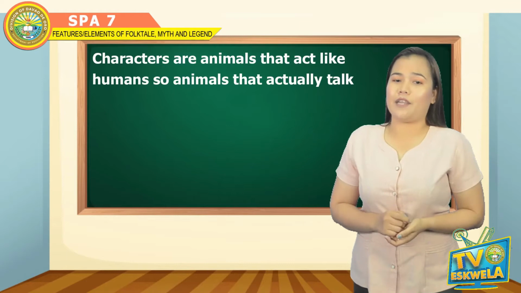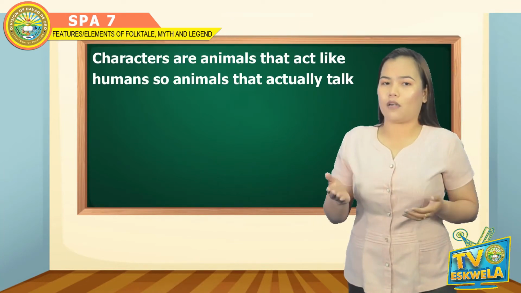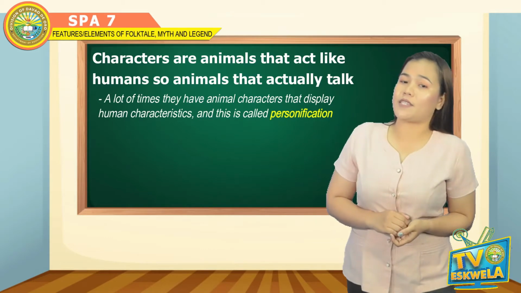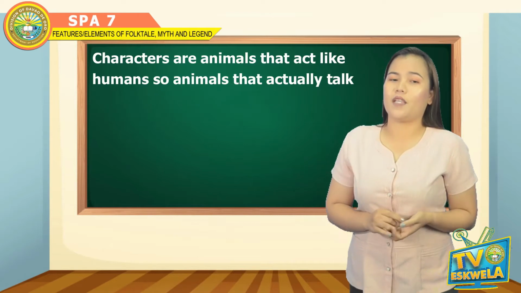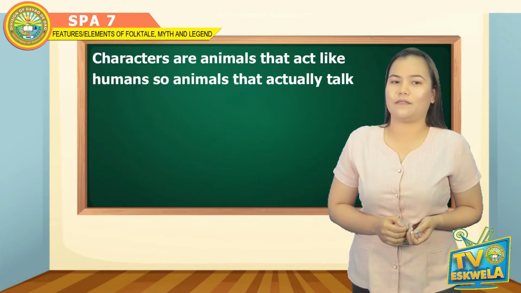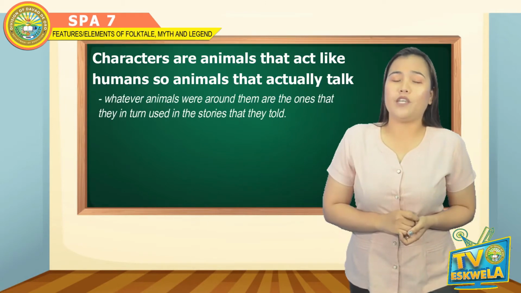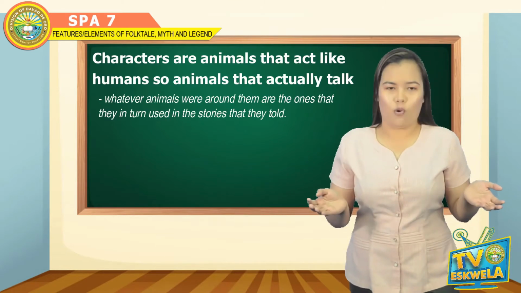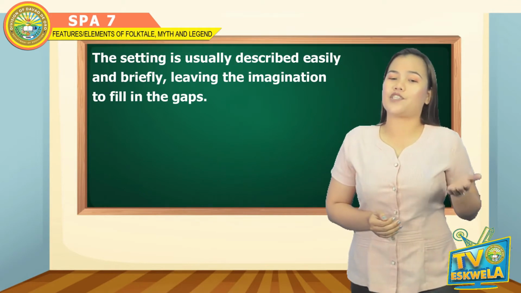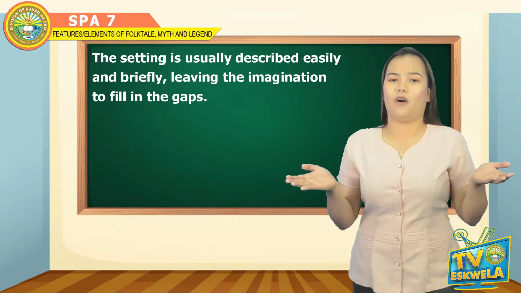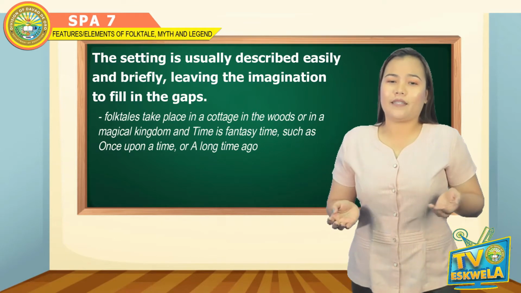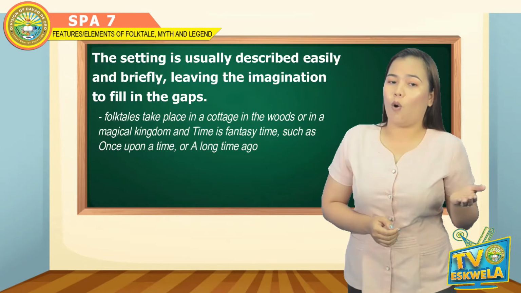Another is characters are animals that act like humans, so animals that actually talk. A lot of times, they have animal characters that display human characteristics, and this is called personification. Depending on the culture and the region that they lived, those are the animals that were used in the story. Whatever animals were around them are the ones that they in turn used in the stories that they told. And for the setting, it is usually described easily and briefly, leaving the imagination to fill in the gaps. For example, folk tales take place in a cottage in the woods or in a magical kingdom, and the time is fantasy time, such as once upon a time or a long time ago.